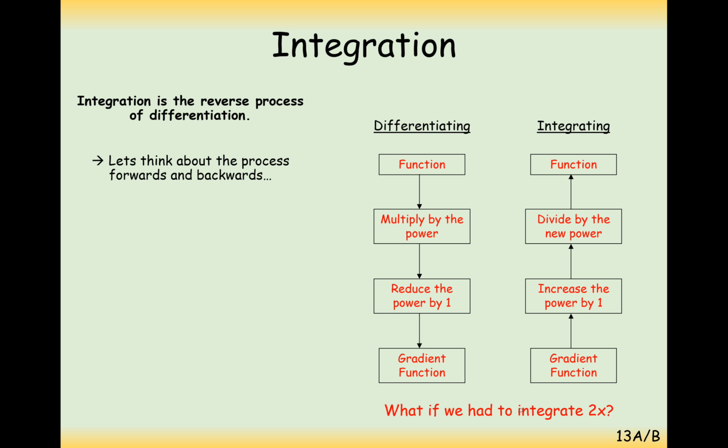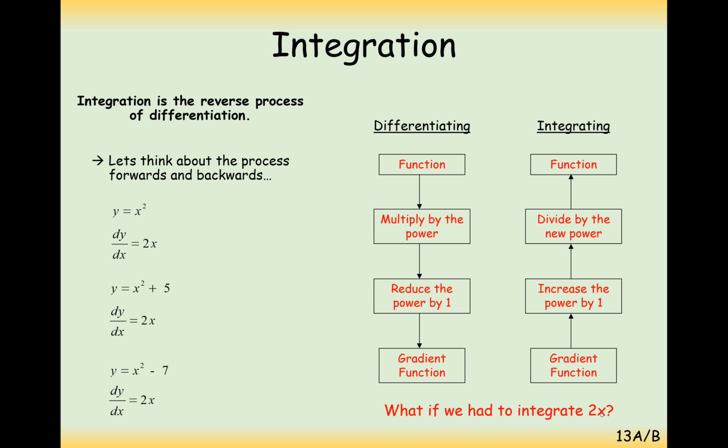Okay, so what if we had to integrate 2x? Now this is the famous one here. y equals x squared, we should know this one off by heart now, will give us dy by dx equals 2x. So the answer should be y equals x squared, right? Well, what about if we had y equals x squared plus 5? The differential there would also be 2x. What about if we had y equals x squared minus 7? The answer there would be dy by dx equals 2x.